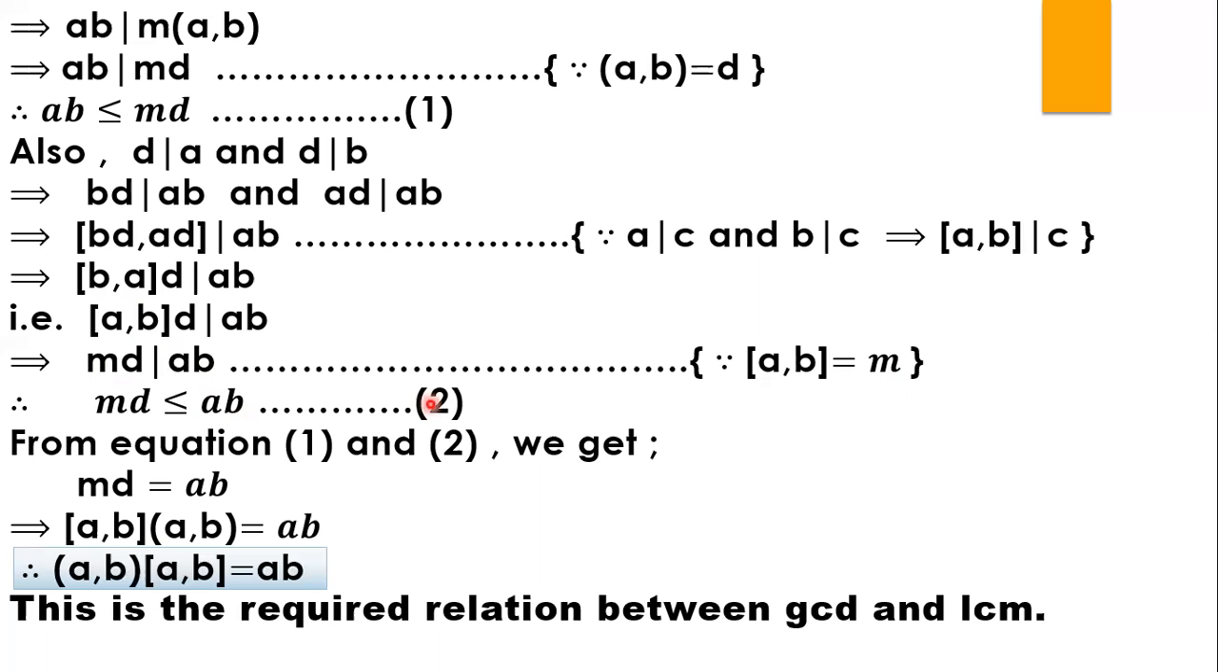From equations 1 and 2, we get MD is equal to AB. Here, M is the LCM of A, B and D is the GCD of A, B. So, LCM into GCD is equal to AB. That is, GCD into LCM is equal to AB. This is the required relation between GCD and LCM. Now, let me see the example.